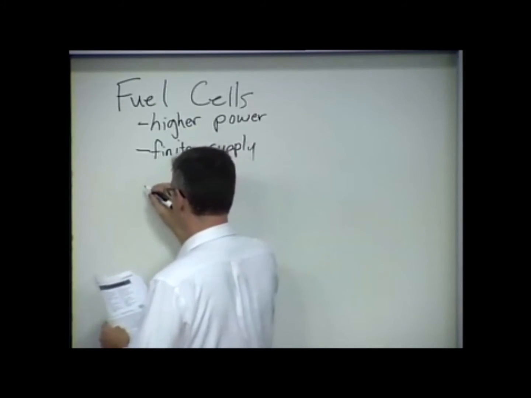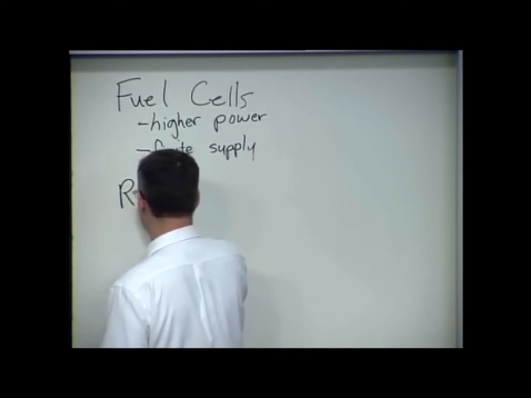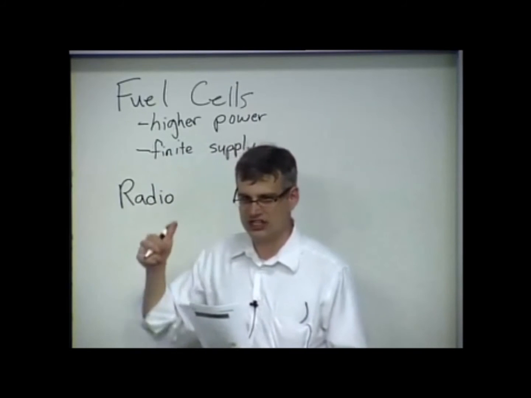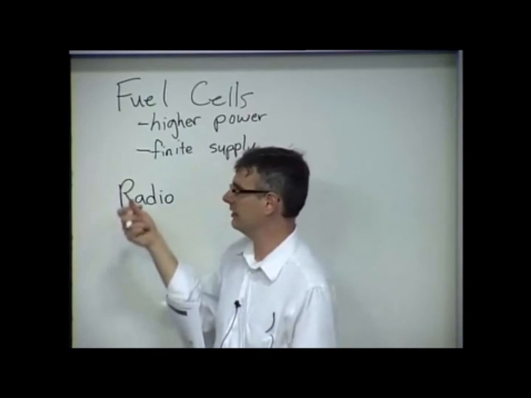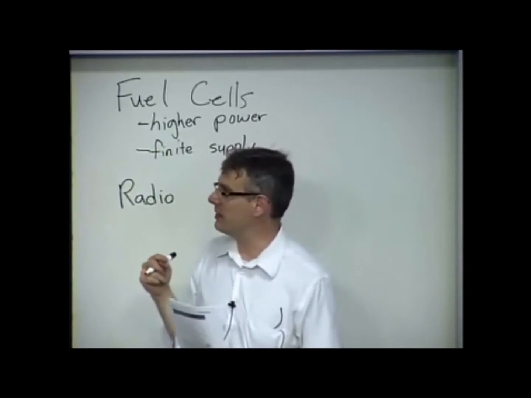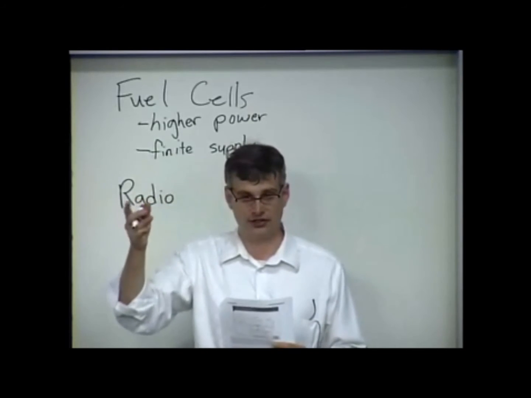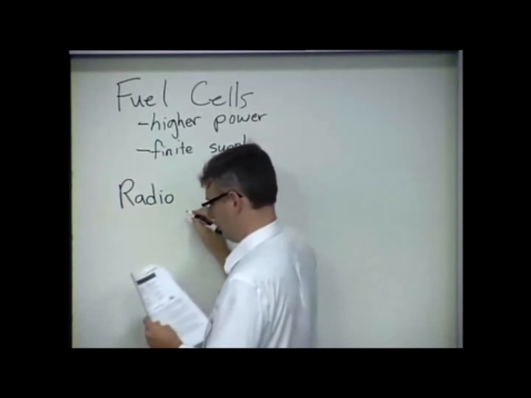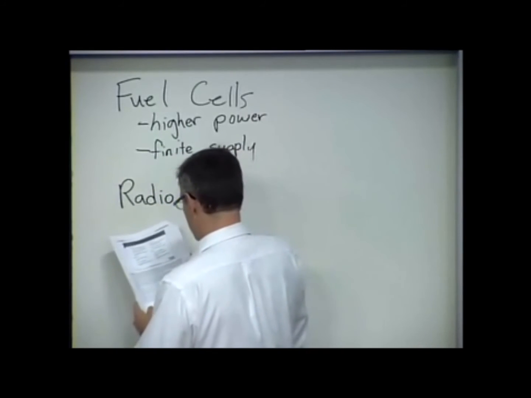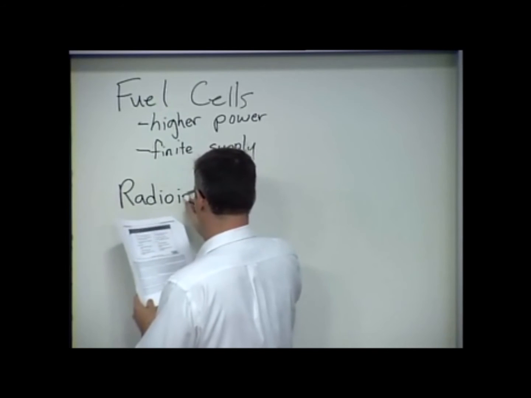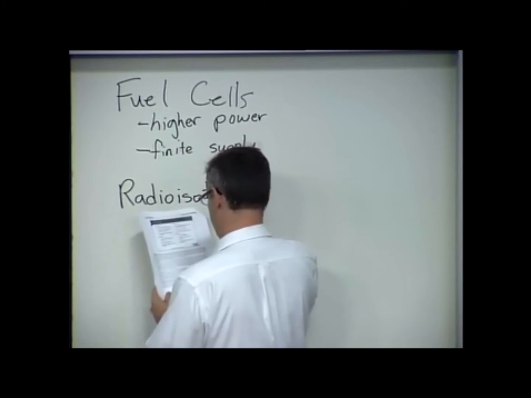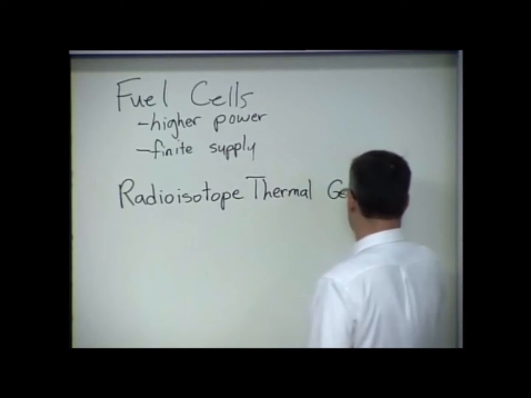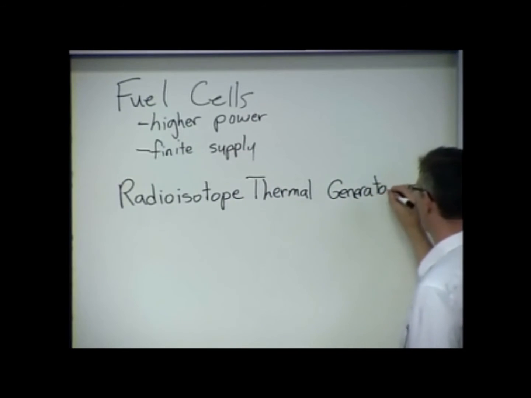Now, the last one. If you are in deep space, you can't use solar cells. There's no way you can do anything with just batteries or fuel cells for a long period of time. This would be like Voyager or some of those outer space missions. Your only resort at that point is a radioisotope thermal generator, known in the business as an RTG.